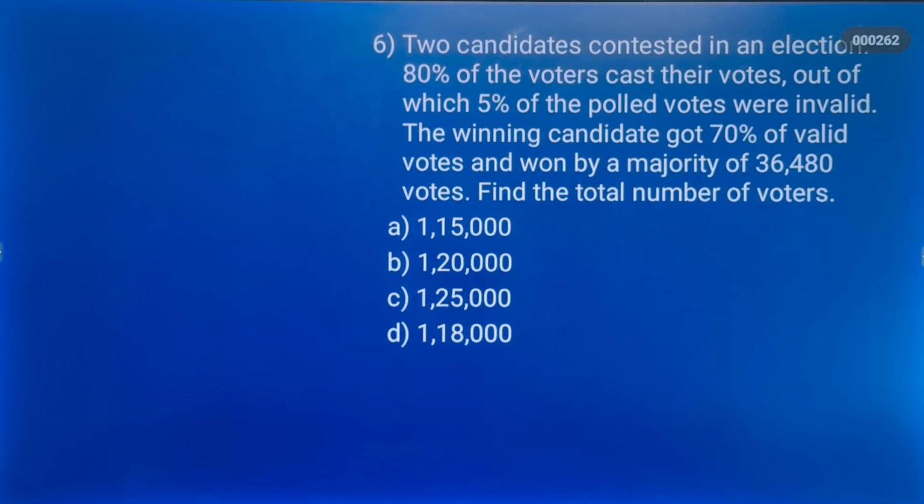So, next question. Two candidates contested in an election. 80% of the voters cast their votes, out of which 5% of the poll votes were invalid. The winning candidate got 70% of valid votes and won by a majority of 36,480 votes. Find the total number of voters.